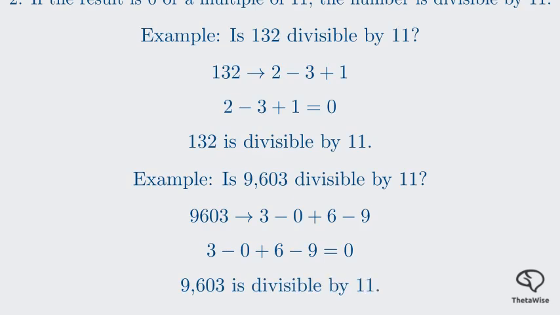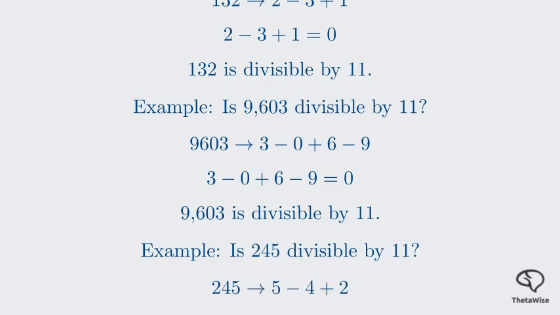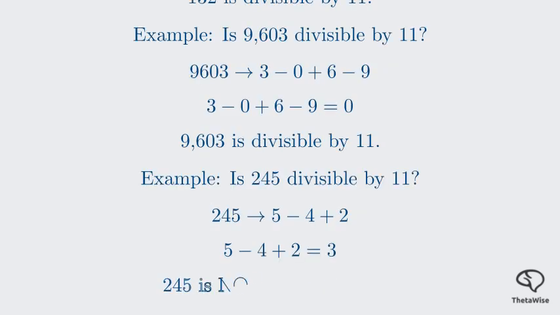Let's try one more. Is 245 divisible by 11? Starting from the right, we have 5. We subtract 4. We add 2. The calculation is 5 minus 4 plus 2. 5 minus 4 is 1. 1 plus 2 is 3. The result is 3. Since 3 is not 0 or a multiple of 11, 245 is not divisible by 11.